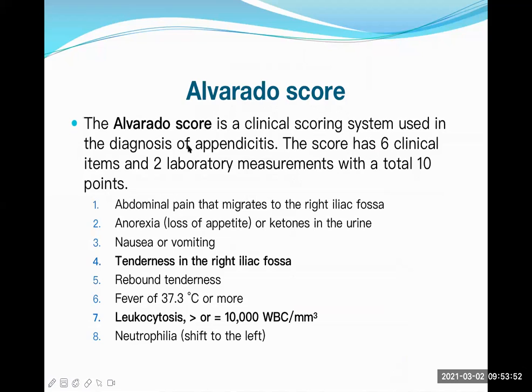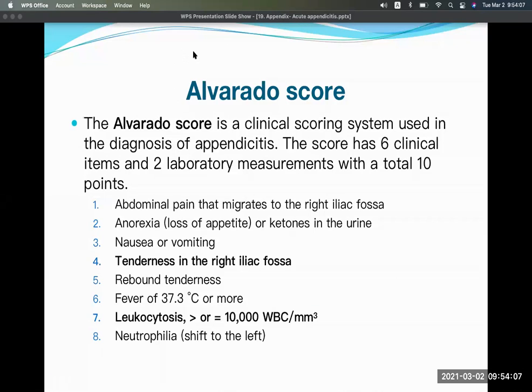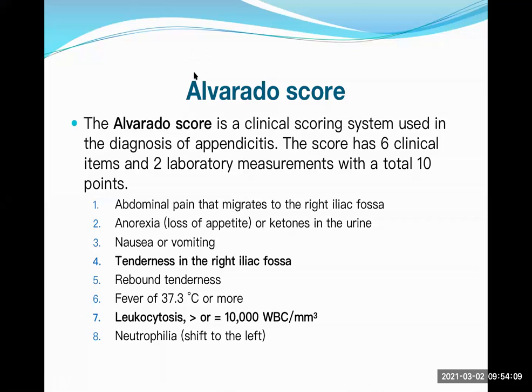This Alvarado score is a clinical scoring system used in the diagnosis of appendicitis. This score has 6 clinical items and 2 lab measurements, and the total is 10 points here. Now, how did we get the 10 points? And what are these lab and clinical scores? Okay, so let's talk about it.